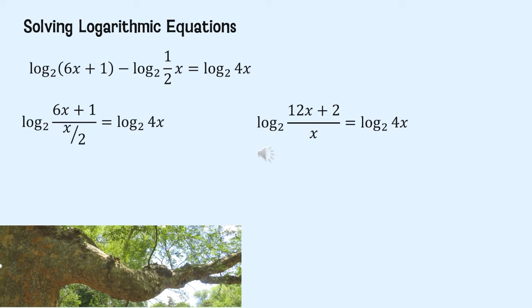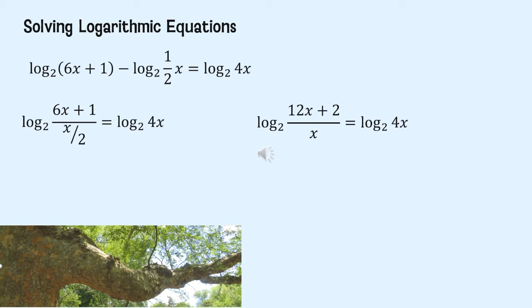So I'm going to do that with the left-hand side of the equation and condense it down so I have a single log expression on the left-hand side. Again, I'm able to do that because of the rules of logarithms that kind of work in concert with the rules of exponents. So that will clean up then as log base 2 of 12x plus 2 in the numerator and x in the denominator. Remember, dividing is the same as multiplying by the reciprocal. So dividing by x over 2 is equivalent to multiplying by 2 over x. Hence, when I multiply by 2 in the numerator, I get 6 times 2 is 12, so I get 12x, and then 1 times 2 is 2.